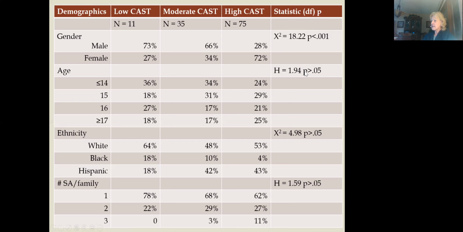There was not a difference between ages. So we had 14, 15, 16, 17-year-olds, and the p-value was greater than 0.05. So there were not differences by age, but there were differences in their perception by gender. And then ethnicity, the p-value was greater than 0.05. So we did not see differences in the severity by ethnicity, and we did not see differences by the number of substance abusers in the family.